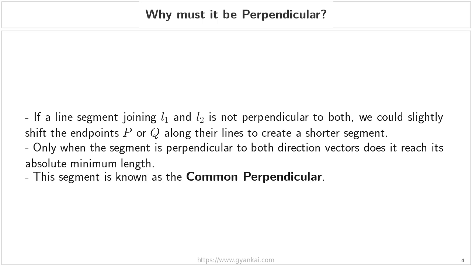In geometry, we give this special, unique segment a specific name. We call it the common perpendicular. Keep this term in mind, as it is the key to everything we are about to visualize in our next example involving air traffic control. Now you might be wondering, why does it have to be perpendicular? Let's think about this logically. Real-world analogy, air traffic control.